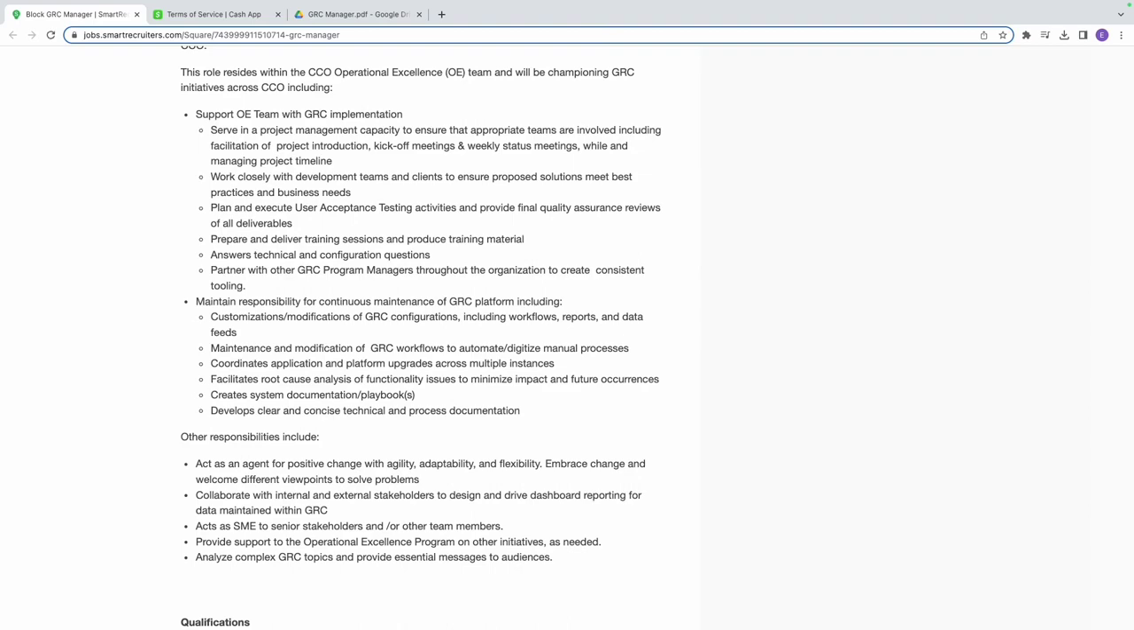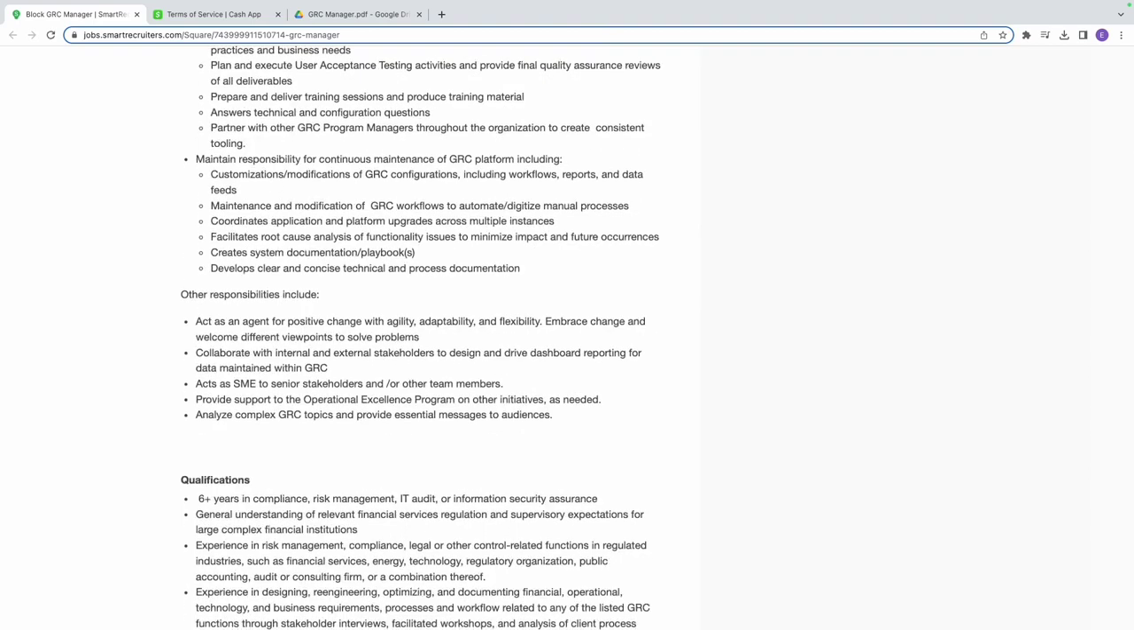That is very easy. Other responsibilities included here are to act as an agent for positive change. Collaborate with internal and external stakeholders. What that word means is collaboration. And act as SME. SME means subject matter expert, to senior stakeholders and other team members. And it says you should provide support to the operational excellence program.